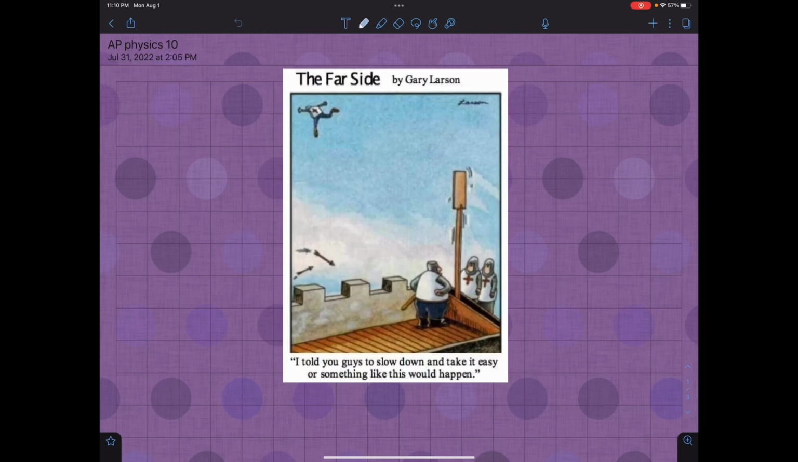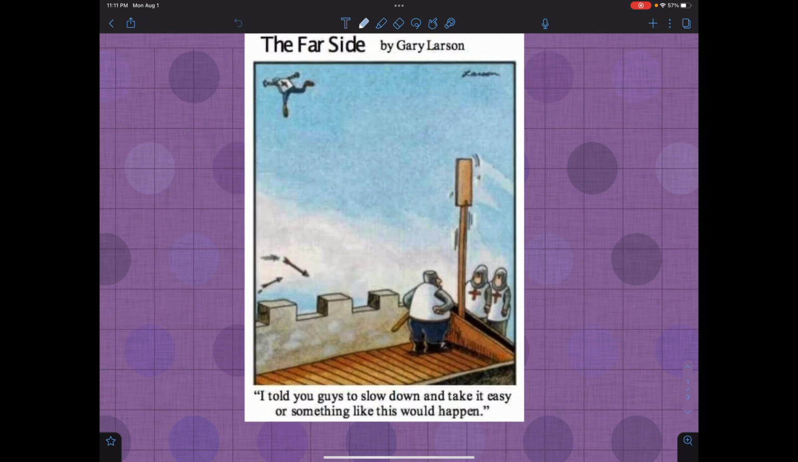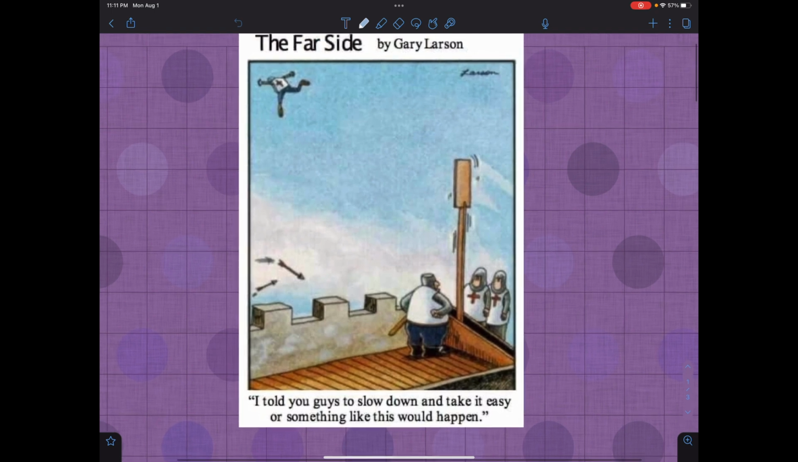Okay, hey guys. Today we are going to have just a quick physics lesson to go over a small but important topic. First of all, let's look at this Far Side. Far Side is one of my favorites, as you may already know. So you see this guy talking to these two over here.